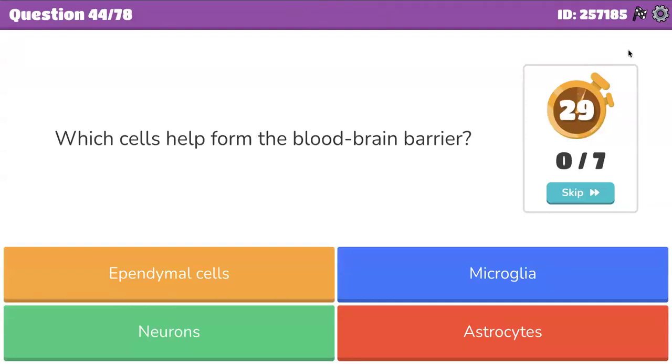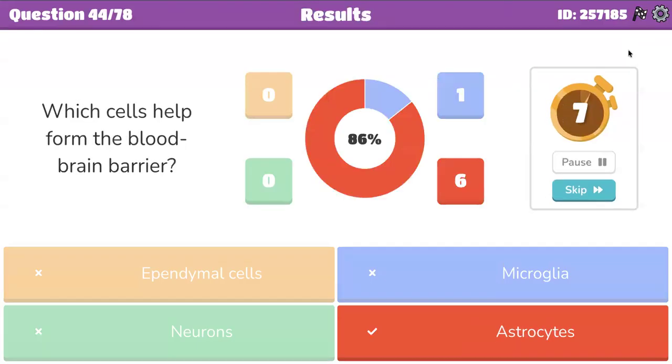Which cells help form the blood-brain barrier? They kind of look like little hands, like those sticky hands you throw on the wall and they stick. They kind of look like that to me. If you remember seeing a picture of them, they're very impressionable. Yep, astrocytes.